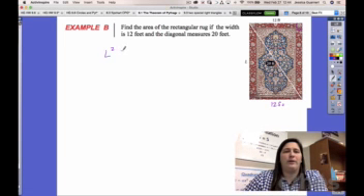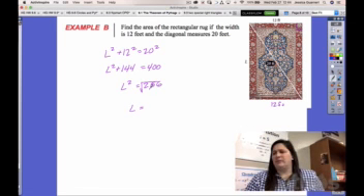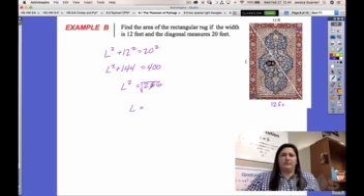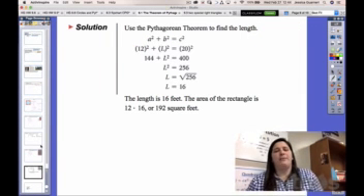I've got L squared plus 12 squared equals 20 squared. So now I've got L squared plus 144 equals 400. So L squared equals 256. And the square root of 256 is, what is that? It's 16.